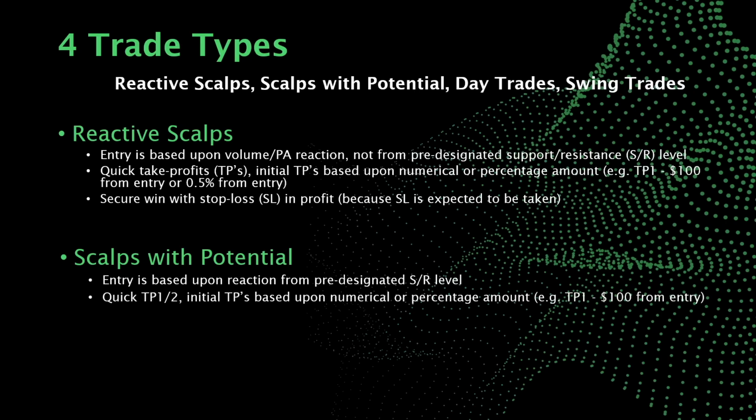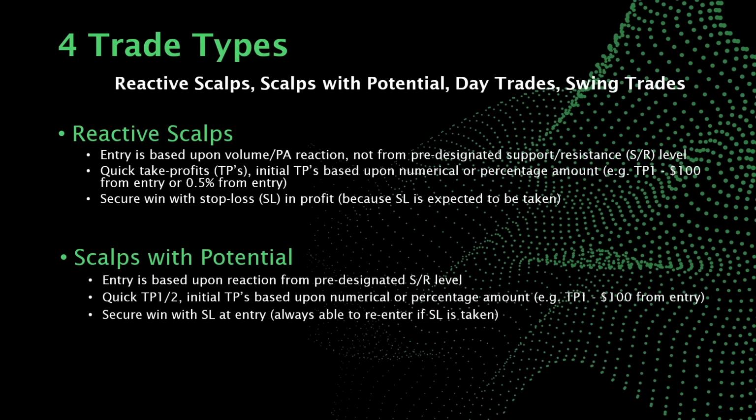So with a scalp with potential, we're still grabbing a quick take profit 1, take profit 2. Perhaps after take profit 2, we're going to start doing our TP levels based upon technical analysis. We're finding SR levels, or we're just letting it run, seeing how much we can get out of that particular position. Once we hit TP1, just like reactive scalps, we move our stop loss up.